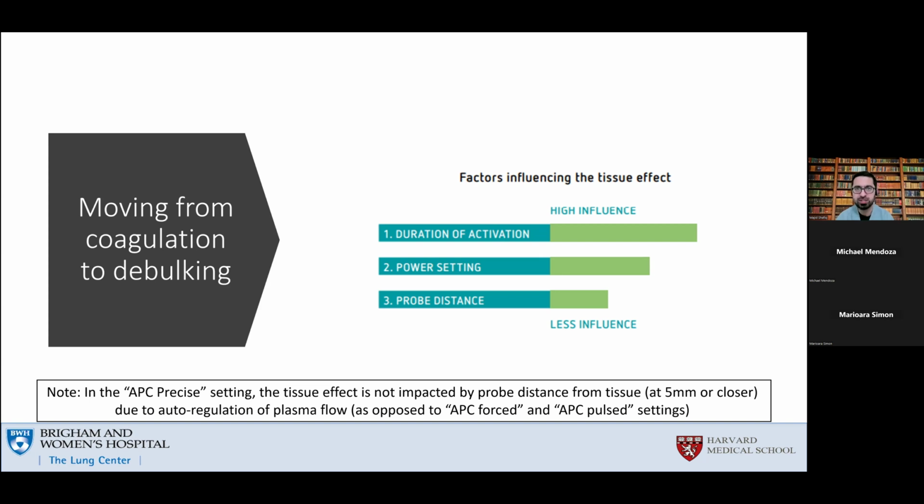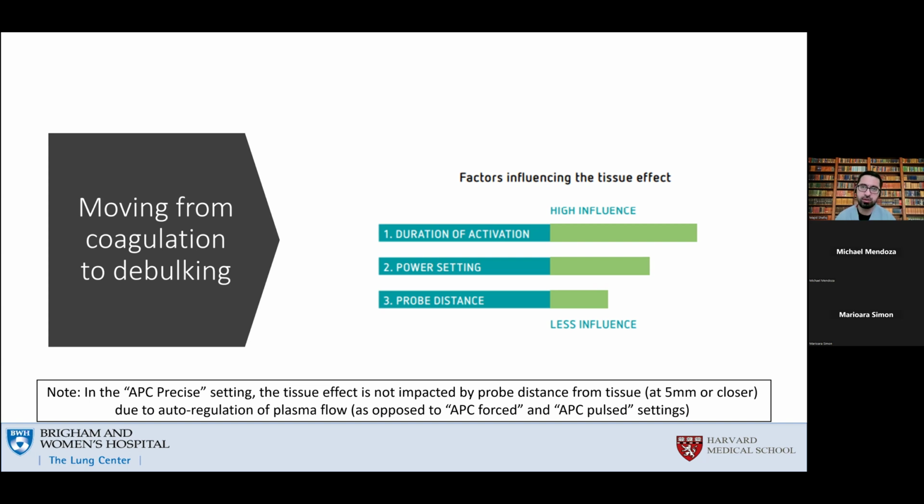Compare that with APC pulse. As the name suggests, those are pulses. There's an APC pulse setting number 1 where you're getting 1 pulse of APC per second, or APC pulse number 2, where you're getting up to 16 pulses per second. And the advantage there is that you have these tiny breaks that allow you to make sure that your tissue does not get overheated. These are great for coagulation, right? Because you really don't need that constant flow of energy.